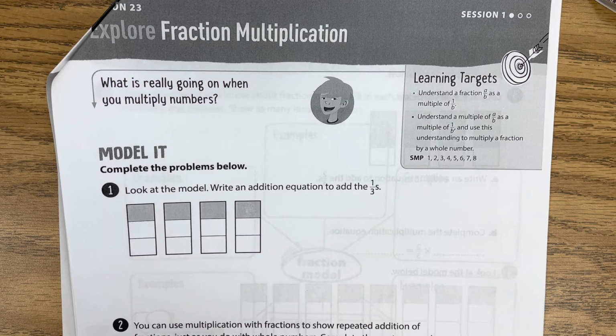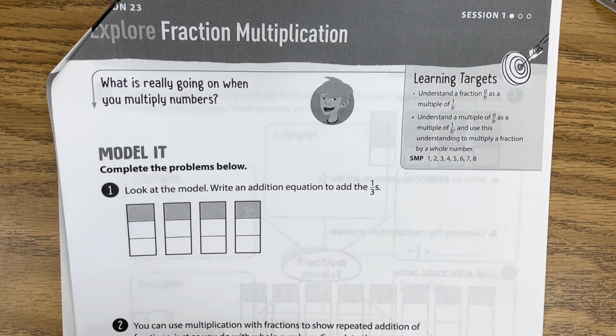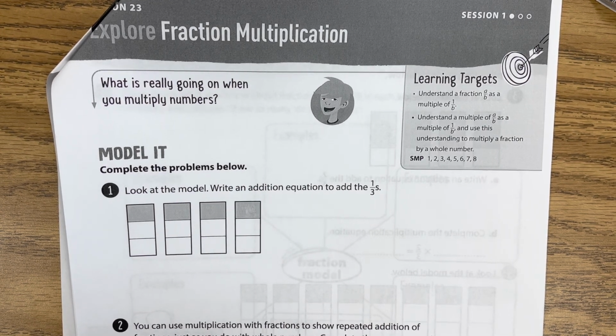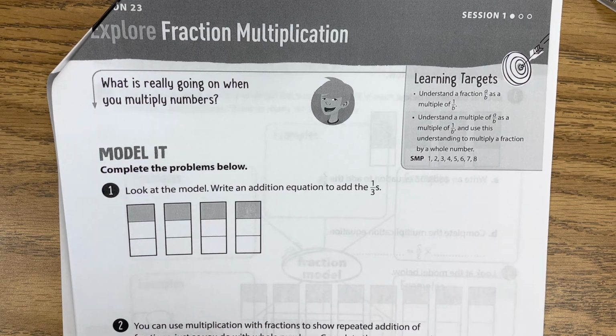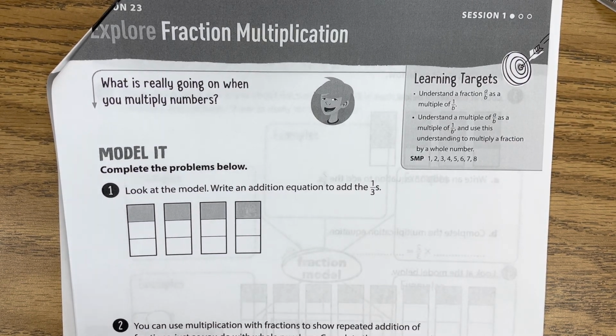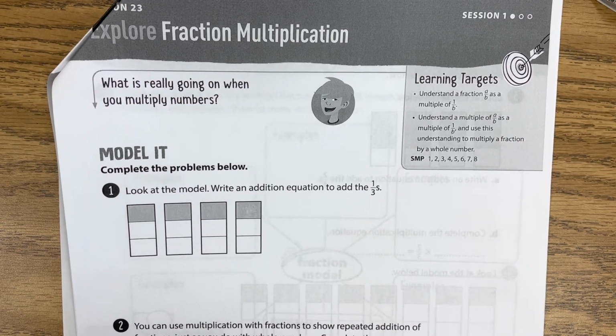So today we're going to be working on lesson 23. We're only going to be doing a couple pages from this lesson, and then on Wednesday we will jump into lesson 24 since it's still talking about fraction multiplication, okay? So for today we're going to be doing a couple different pages. We're going to be doing pages 491, 495, and 496, and then on your own you're going to be doing page 498.